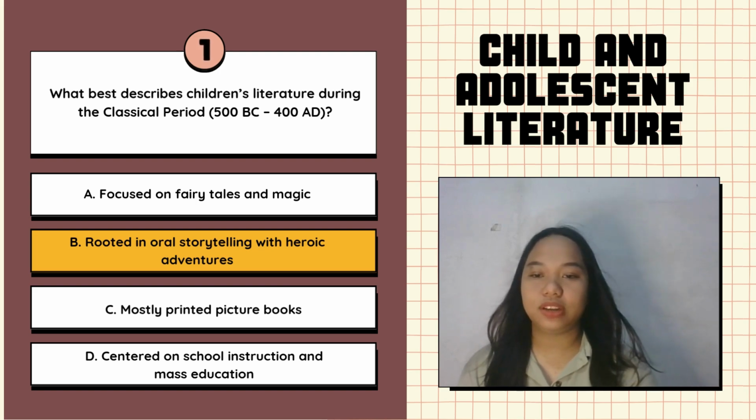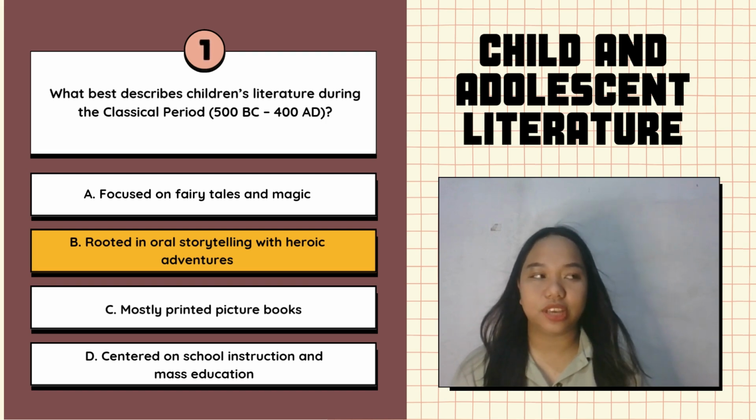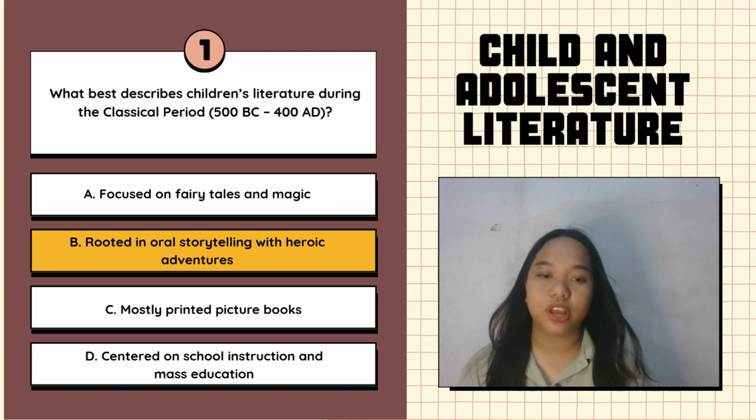So the choice letter A is incorrect because fairy tales emerged much later during the 18th century with authors like Charles Perrault and the brothers Grimm. And letter C is also incorrect because picture books didn't exist in this period. Printing wasn't invented yet. And letter D is also incorrect because organized education and instructional books for children didn't appear until the Renaissance period.